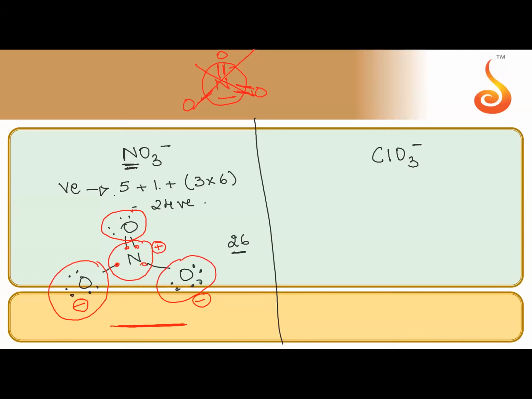Everyone is clear? Similarly, I'm doing for chlorate now. Chlorine is a third row element. It can expand its octet. So what I'll do, I'll use my shortcut wherein one negative charge normally means one single bonded oxygen, rather than counting valence electrons and all. So that means 2 double bond oxygens are there.